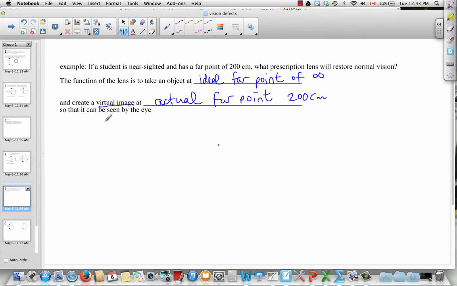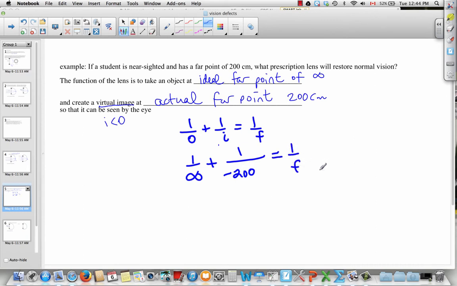Now, this will be a virtual image with a negative image distance. So we'll just use the mirror lens equation. So the object is at infinity, because that's the one we want to be able to see. The image of the corrective lens will be at our actual far point, which is 200 centimeters, and because it's a virtual image, that's a negative image distance. And we want to solve for the focal length. Well, reciprocal infinity is just 0, so solving, we see that the focal length is minus 200 centimeters, or minus 2 in meter units. So the power is 1 over 2, or negative 0.5. So that would be your prescription, a minus 0.5 for that nearsightedness.